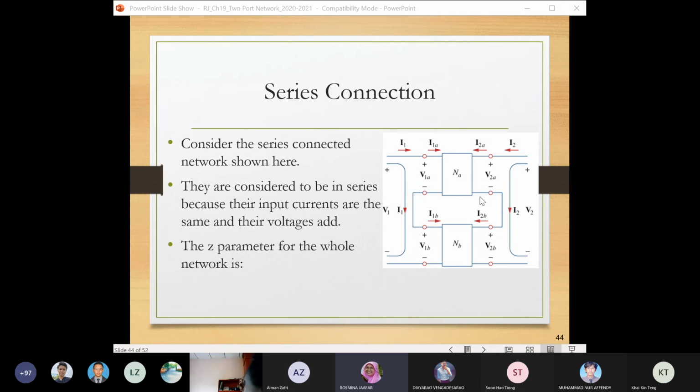Okay, and network B is at the bottom. It looks like parallel, right? But actually this is not parallel because of the characteristics of series: the output from the first network enters the second network.